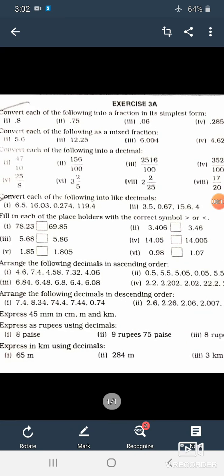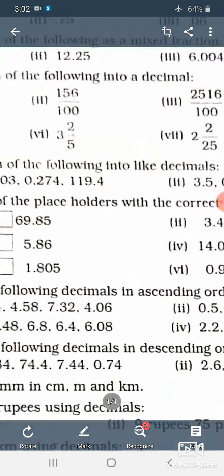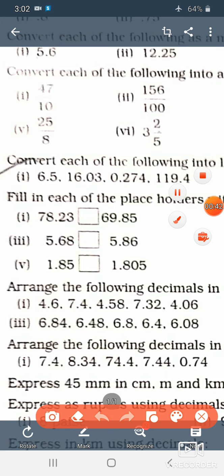Question number 5 says fill in each of the placeholders with a correct symbol, greater or lesser. So let's see the first question. In the first question, in a decimal number, the left portion is called the integral part and the right portion, right of the decimal point, is called the decimal part. So 78 is greater than 69, so it is clear that this will be greater than this.